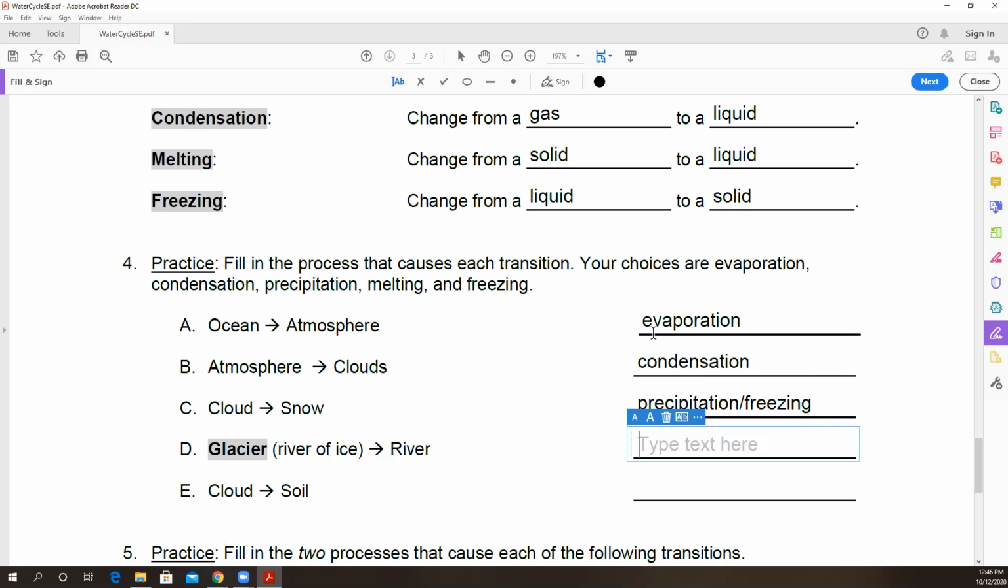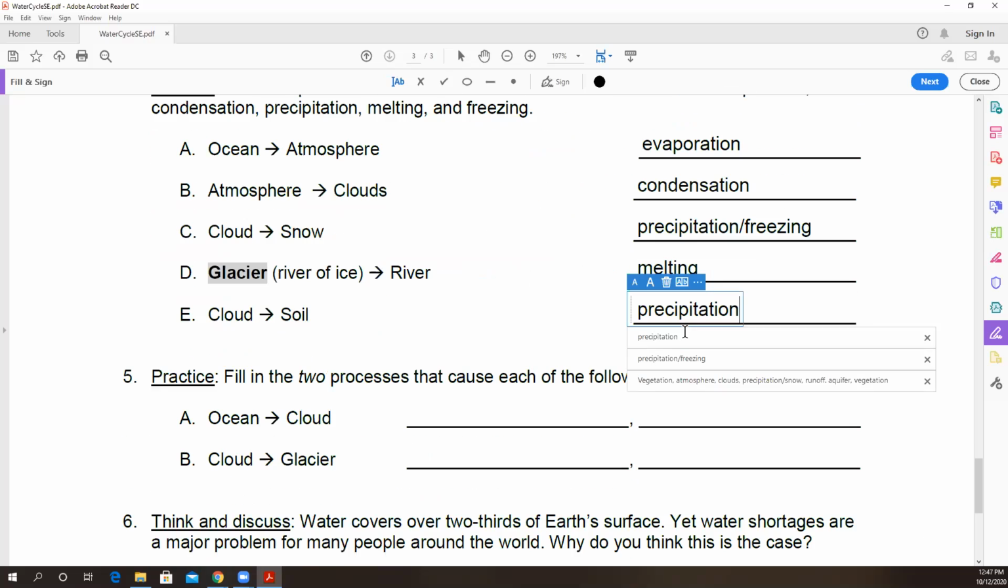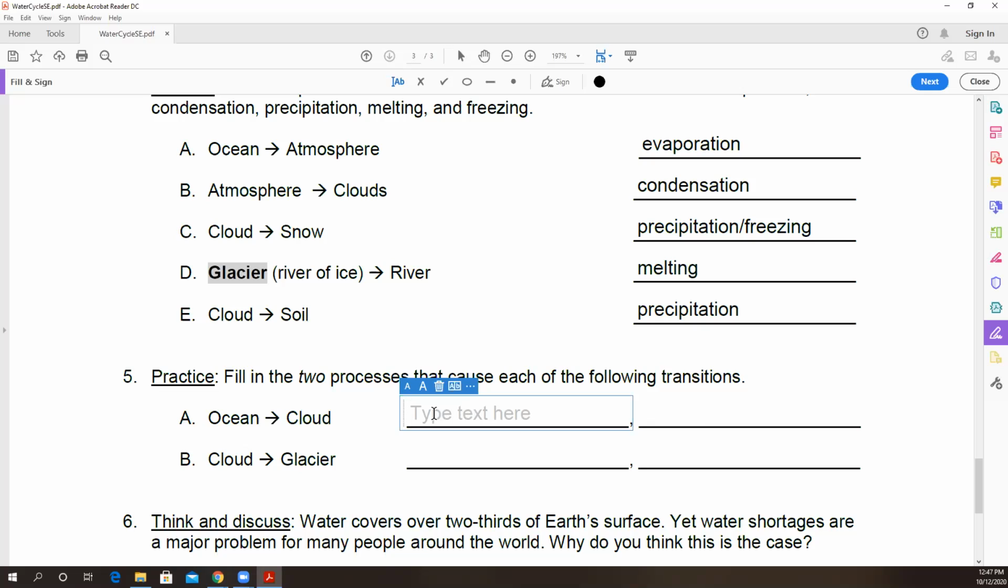Glacier to a river. Melting. Thank you. Brian, cloud to soil. How's it get from the sky to the ground? Precipitation. Perfect. What two processes cause the following from an ocean to a cloud? How's it get from the ocean to the atmosphere? Maddox. Evaporation, condensation. Awesome.